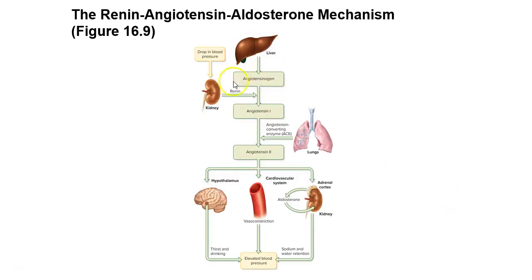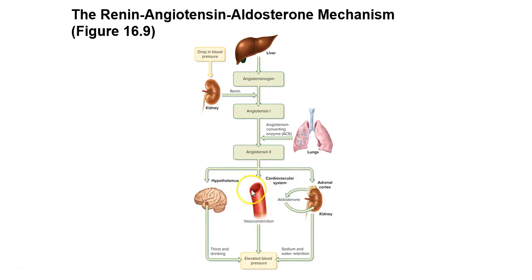So here you can see, angiotensinogen being produced by the liver. Renin, which is produced by the kidneys, will stimulate this angiotensinogen to be converted into angiotensin 1. That angiotensin 1 will then be converted into angiotensin 2 thanks to ACE, which is found in the lungs. And then that angiotensin 2 can stimulate the hypothalamus to cause you to feel thirsty.